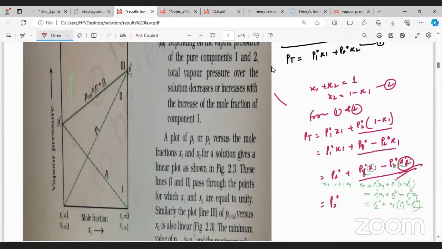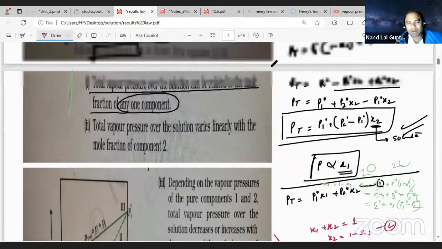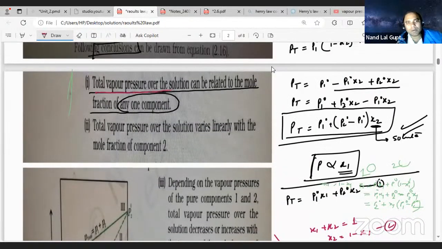So that is what the point is saying here. Total vapor pressure over the solution can be related to the mole fraction of any one component. Second point, total vapor pressure over the solution varies linearly with the mole fraction of component 2. Which component? Component 2. That you keep in mind.